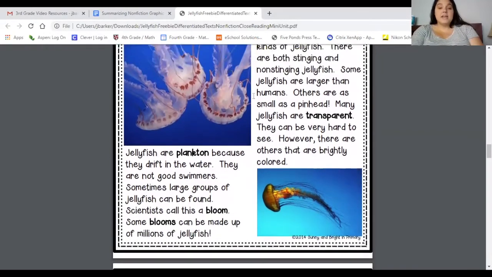Jellyfish are plankton because they drift in the water. They are not good swimmers. Sometimes large groups of jellyfish can be found. Scientists call this a bloom. Some blooms can be made up of millions of jellyfish.